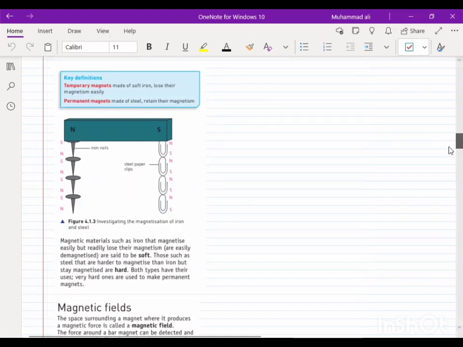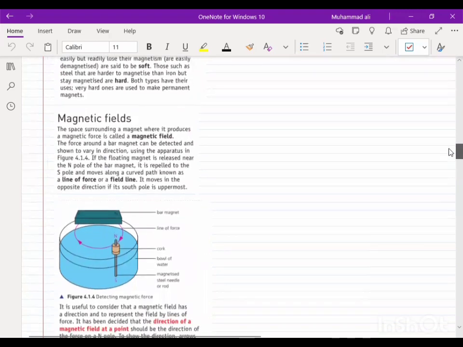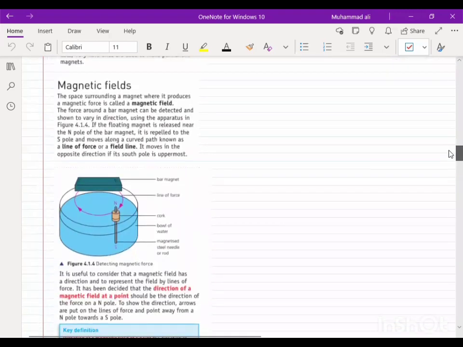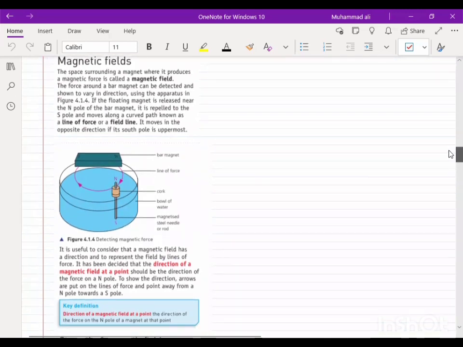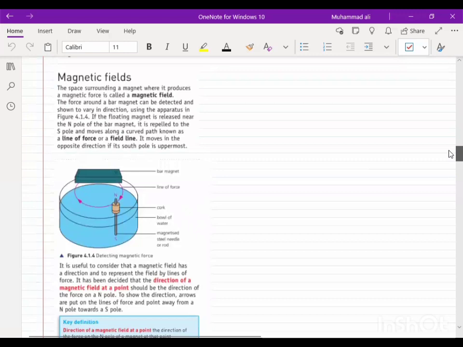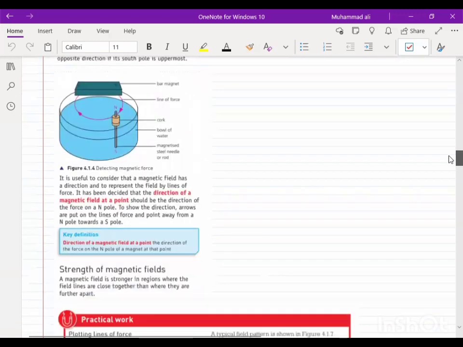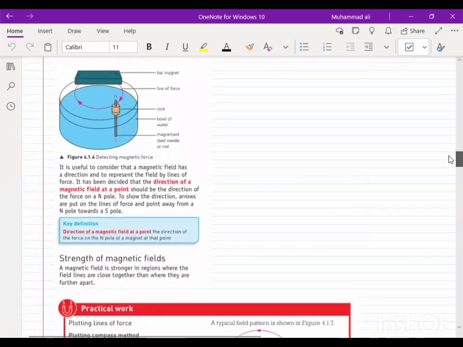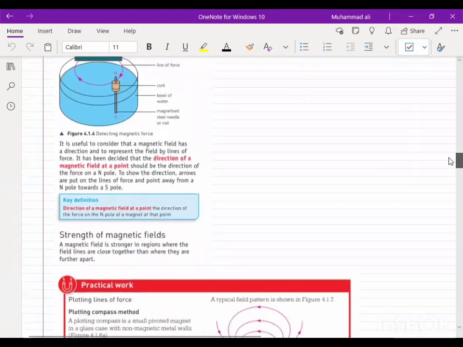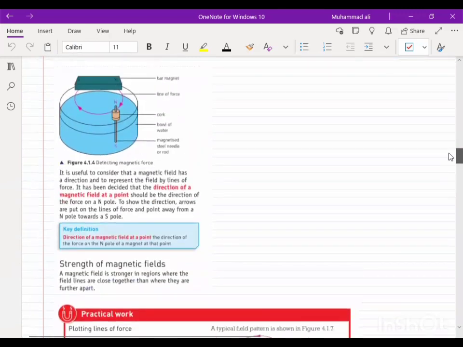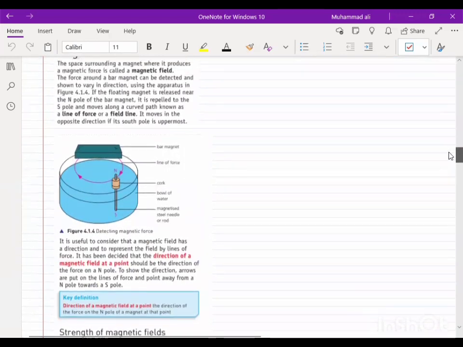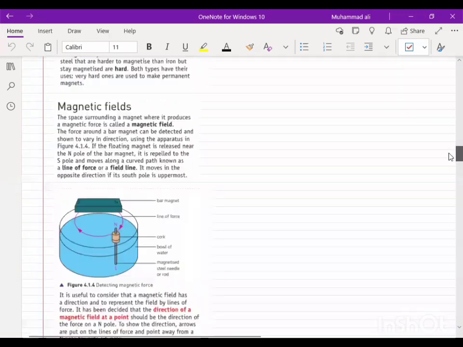Now whenever you talk about a field, it is always going to be a region where a force is experienced by a particle. So if I'm talking about a magnetic field, I'm talking about a region of space in which magnetic force acts. We will also be discussing the direction of the magnetic field. The direction of the magnetic field at a point is the direction of the force on the north pole of a magnet, right? So whatever is the force on the north pole is the direction of the magnetic field at that particular point. Okay, and you need to know this experiment too.